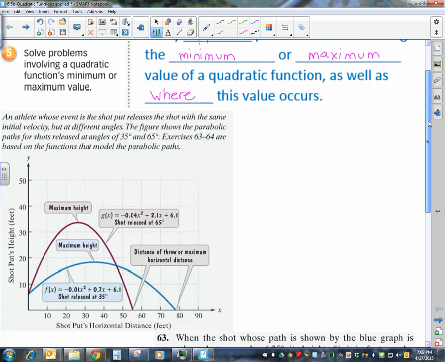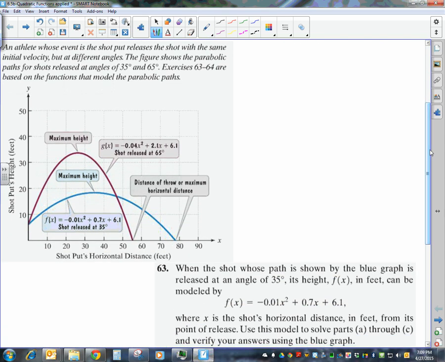In this first one, we have a graph. The nice thing about that graph is we're going to be able to check our answers against it, so you'll see where the numbers go algebraically and graphically. An athlete whose event is the shot put releases the shot with the same initial velocity but at different angles. The figure shows the parabolic paths for shots released at 35 degrees and 65 degrees. Exercises 63 and 64 are based on the functions that model the parabolic paths.